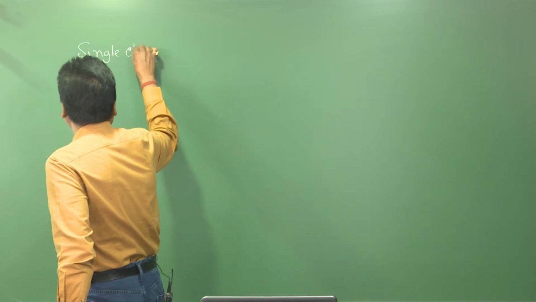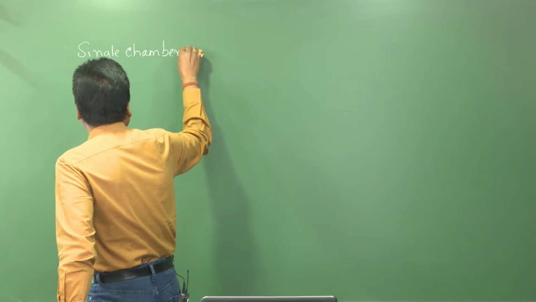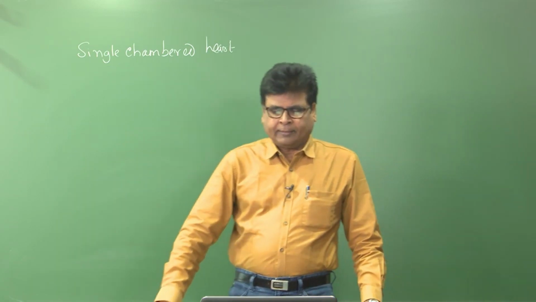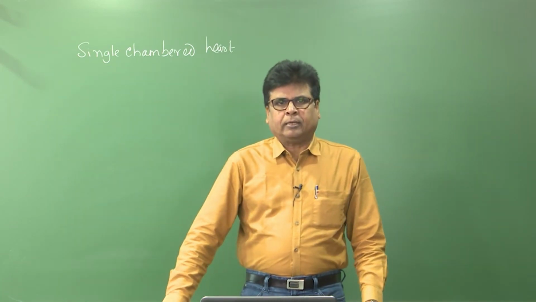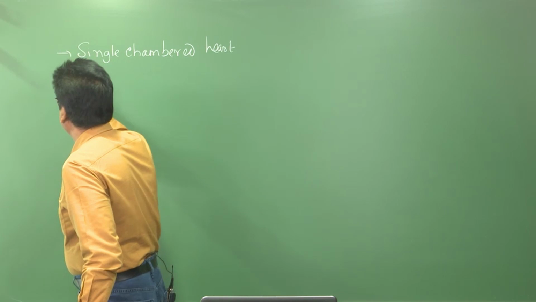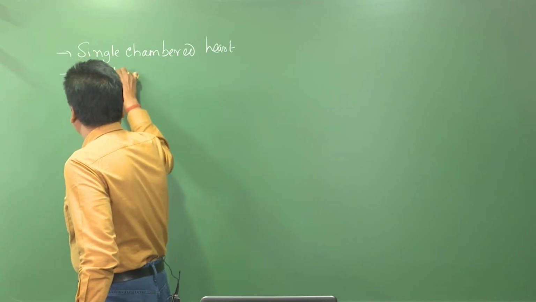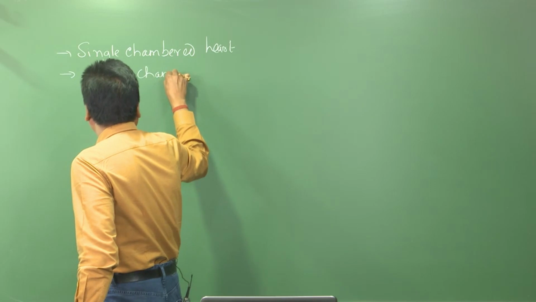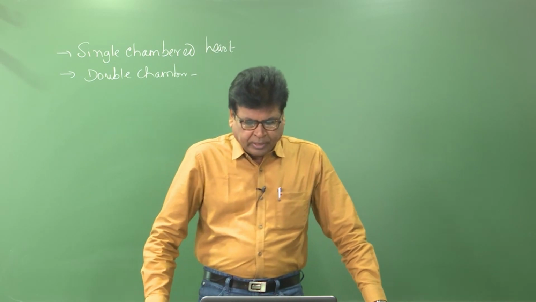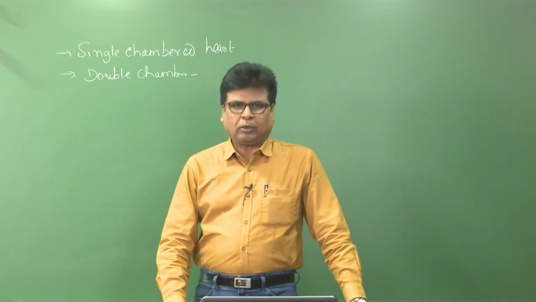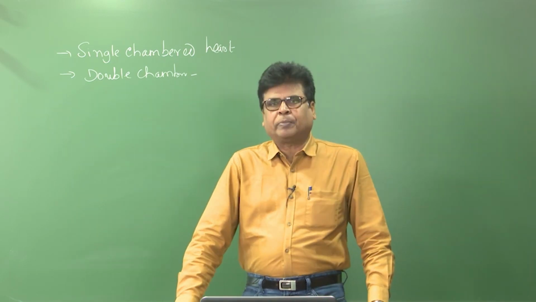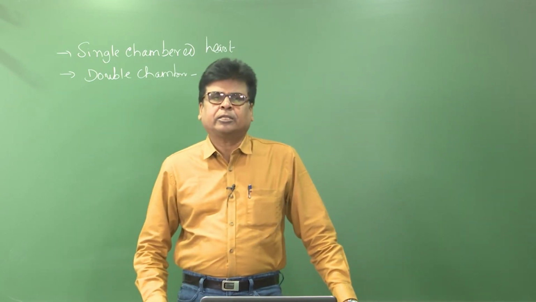This is the single chambered heart I have discussed, and it is especially present in lower vertebrates, that is the fishes, and in amphioxus. Then the single chambered heart becomes modified into a double chambered, that is two chambered, heart, which is generally present in cyclostomes and also in elasmobranchs. In my last class I elaborately discussed the heart of elasmobranchs, that is the cartilaginous fish.